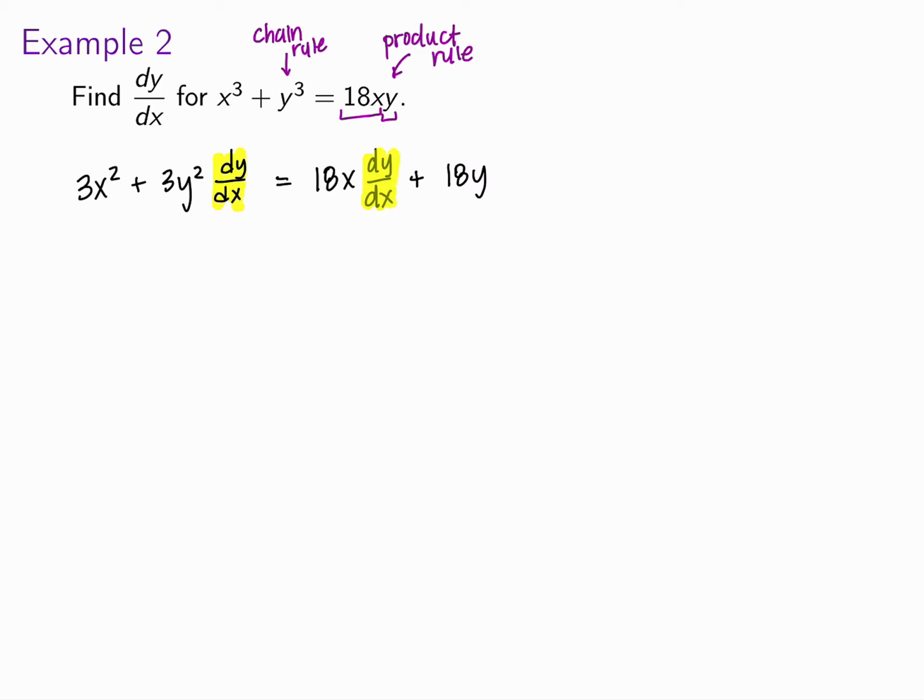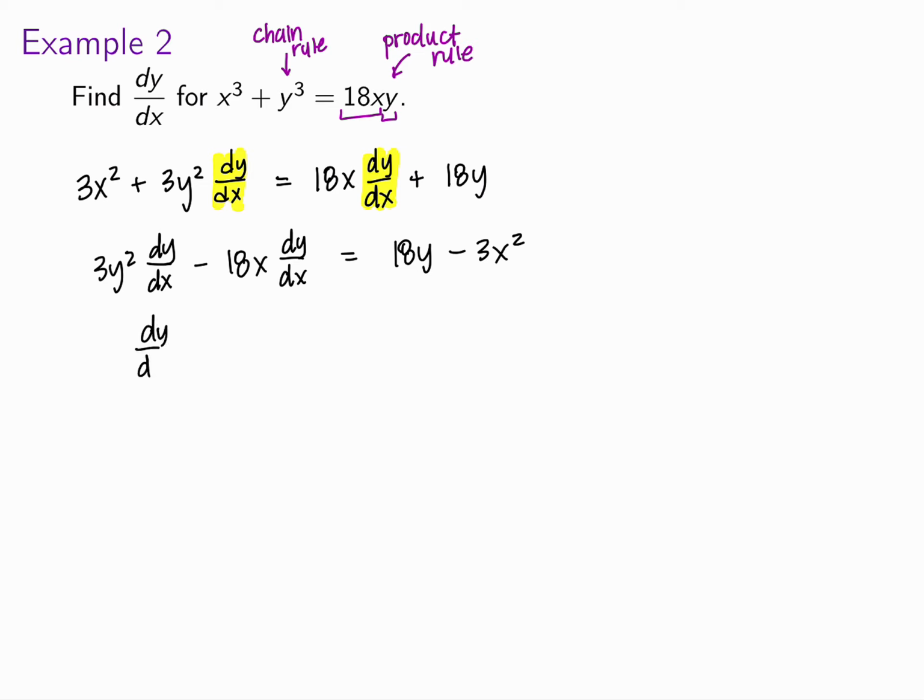See one here and one here, and collect them on the same side and put everything else on the other side. So I'm going to have 3y squared dy/dx minus an 18x dy/dx equals, that 18y is still there, but I need to move that 3x squared over. So I've moved all of my terms that have a dy/dx to the left. All of my terms that do not have a dy/dx are on the right-hand side.